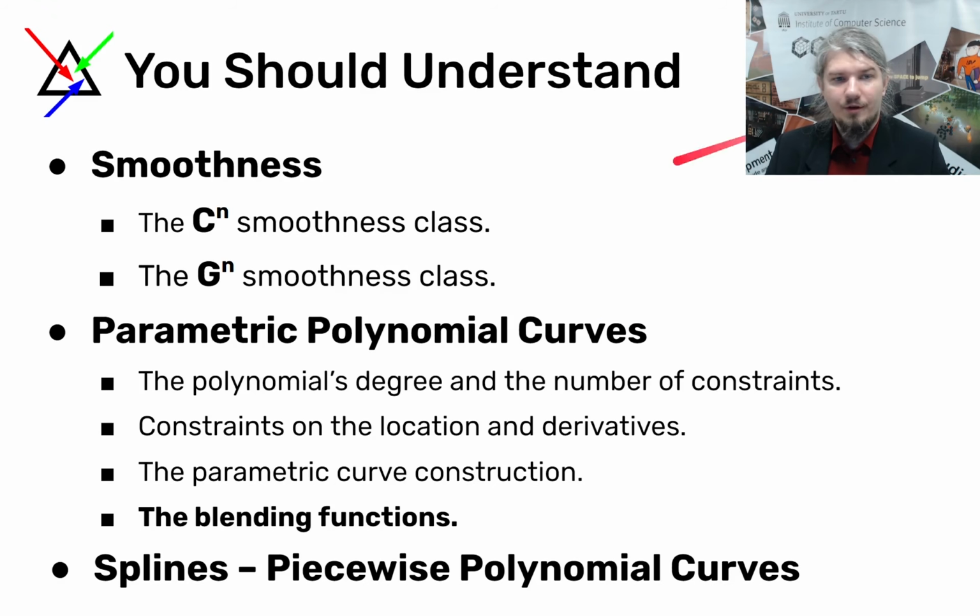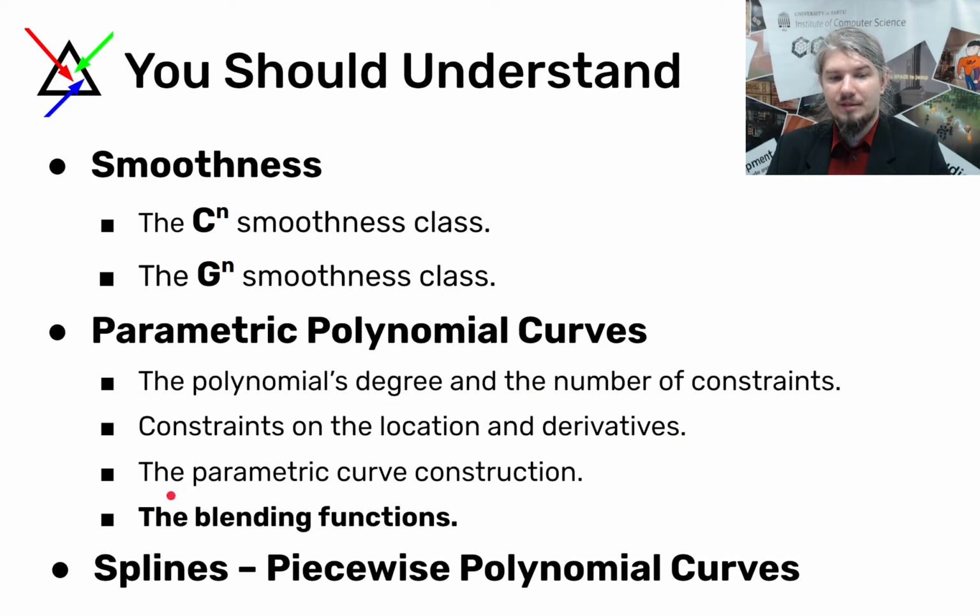So from this video, you learned the Cn smoothness class, which tells us whether the nth derivative, and all the previous derivatives as well, up until the curve itself, is continuous. And then we also learned the Gn smoothness. For parametric curves, the nth derivative could have a sudden jump in the magnitude, but not the direction, and that would satisfy the geometric smoothness class. We learned about these parametric polynomial curves, and how a polynomial's degree affects the number of constraints we can give it. We can set constraints on the location and the derivatives.